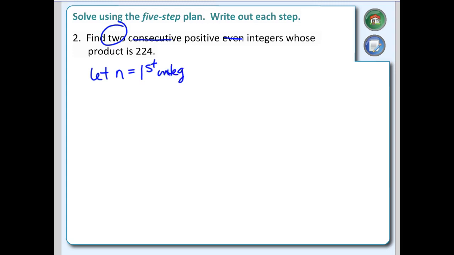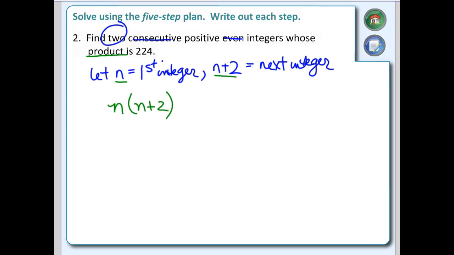Now, if we're looking for consecutive even integers, remember that was back in chapter 1, and we saw if we're looking for even integers, we're counting by 2's. Nicely done. So then we're going to let n plus 2 be the next integer. Okay, so there's my let statements. What's my operator word this time? Yeah, it says their product. So if we're looking for their product, we're going to take these guys and multiply. So how does that look? Well, we've got n times n plus 2, and it says is means equal 224.